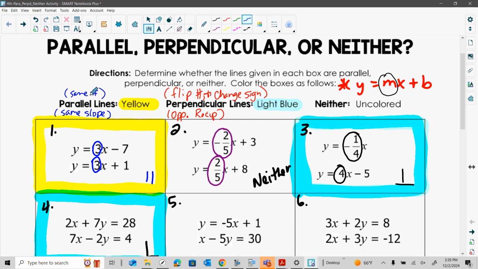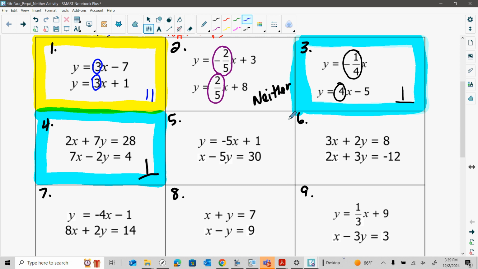If we see the same number, it's parallel. If we see a flip of the number and a change of the sign, it's perpendicular. And if neither of these happen, then we write neither. So we were on number 5.